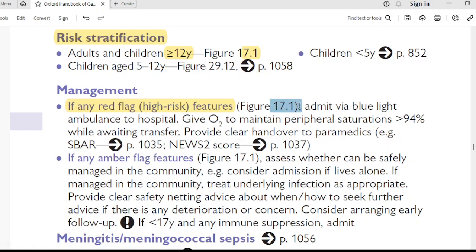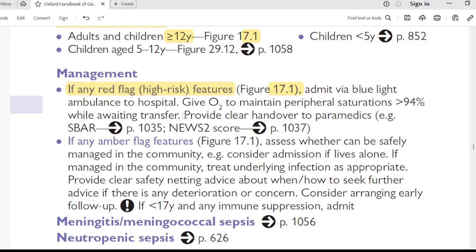So we will see in figure 17.1 what the red flag features are. Give oxygen to maintain peripheral saturations more than 94% while awaiting transfer. Provide clear handover to paramedics, for example SBAR, page number 1035, NEWS 2 score 1037.